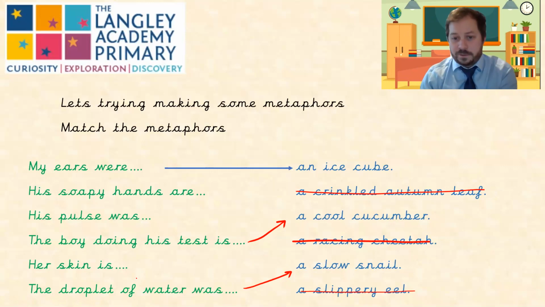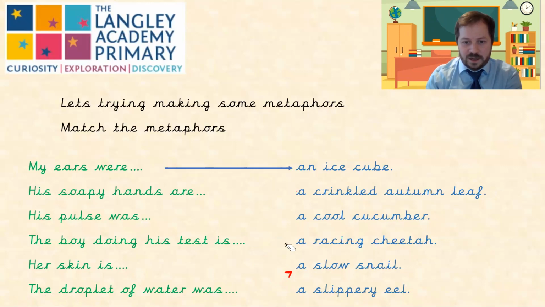So our final metaphors that we've got on this page are: his soapy hands are a slippery eel. His pulse was a racing cheetah. The boy doing his test is a cool cucumber, and her skin is a crinkly autumn leaf. And the droplet of water was a slow snail.